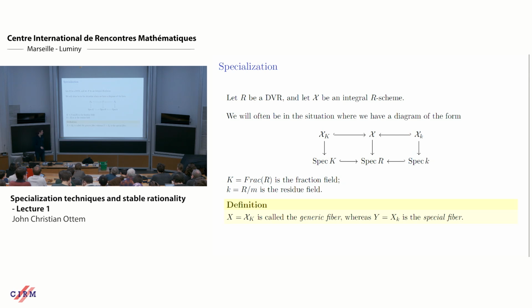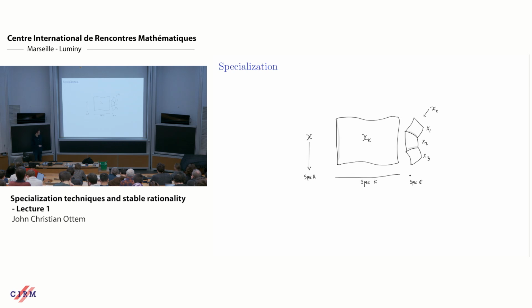It's just the standard terminology for specialization. So the picture to have in mind is the following. This is what Spec R looks like. You have some sort of big generic point, and then you have a special point, the closed point here. And a typical situation is that we have some smooth generic fiber, and then it specializes to maybe a union of varieties like this.